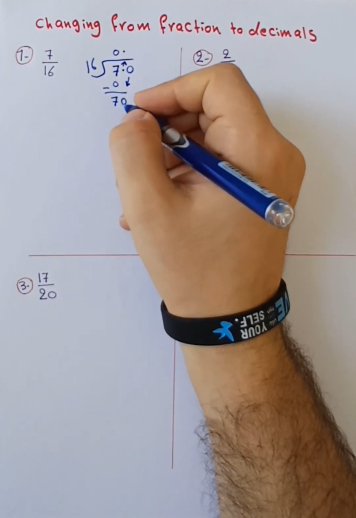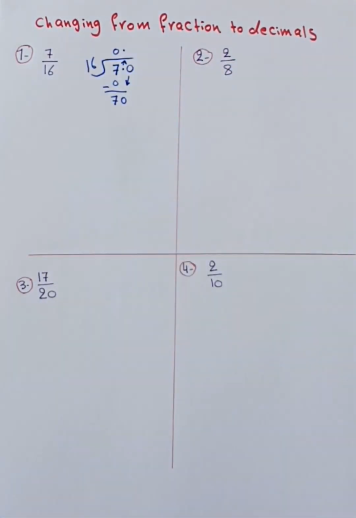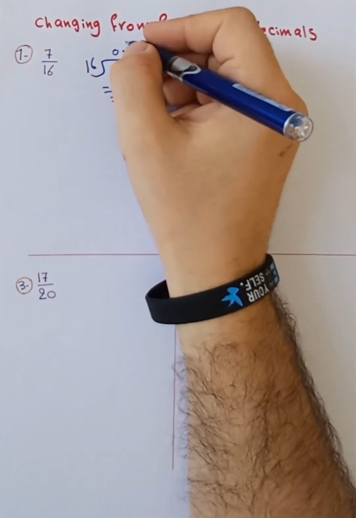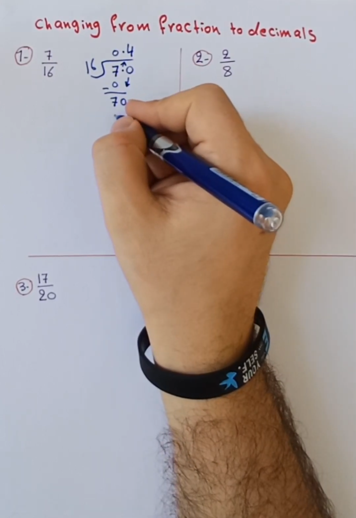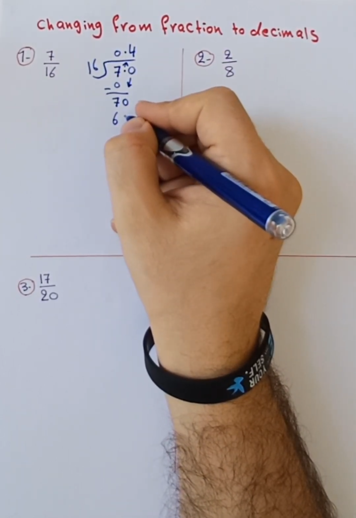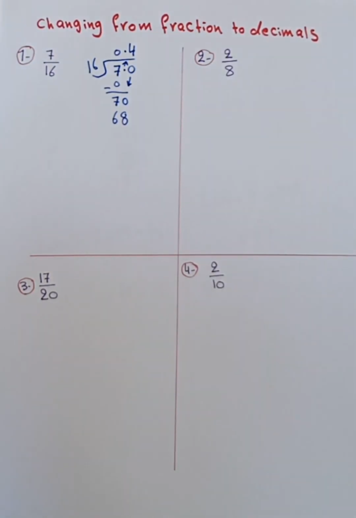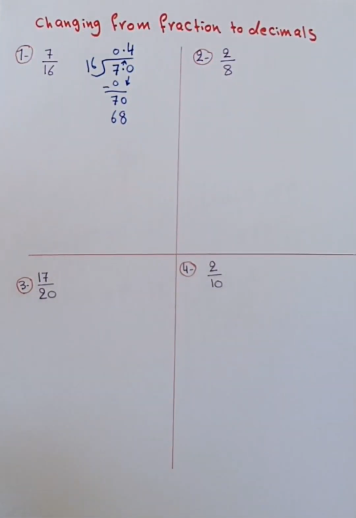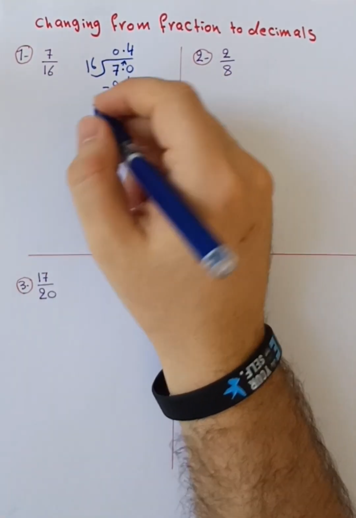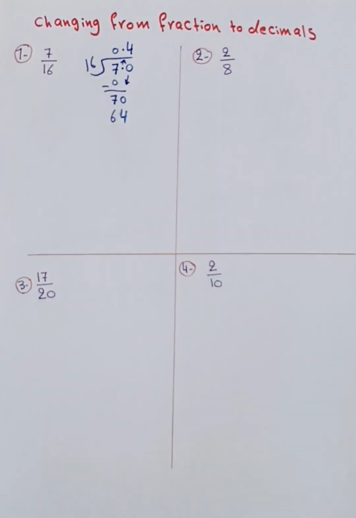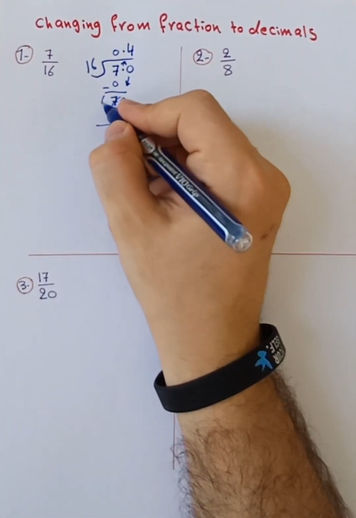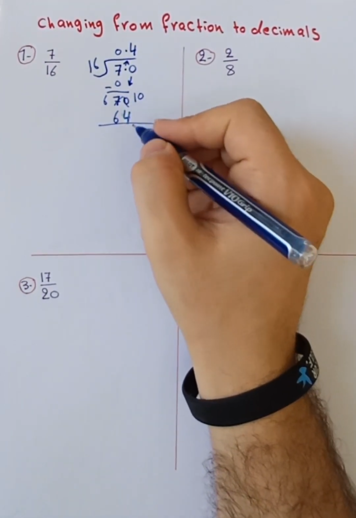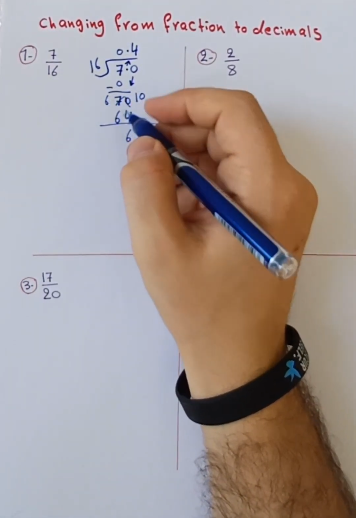70 divided by 16 is 4. 4 times 16 equal to 64. After that we have to subtract. We have to break apart 7. 7 becomes 6 and 0 becomes 10. 10 minus 4 is 6 and 6 minus 6 is 0.